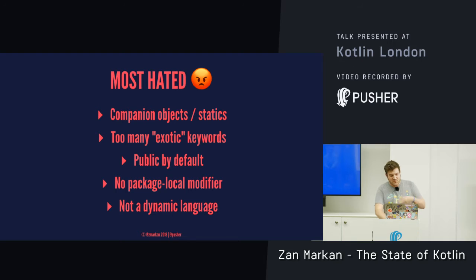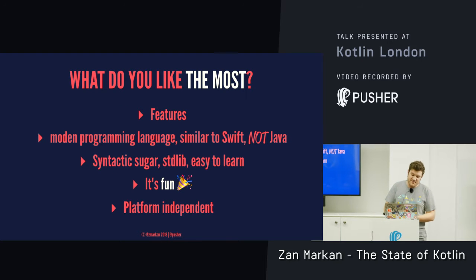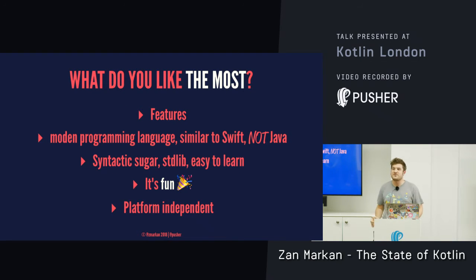But yeah, what are the best ones though? What people like? They like the features. They like the null safety. They like the coroutines. They like the Java interoperability. They also like it's a modern programming language akin to Swift, TypeScript, and others. They like it's not Java.